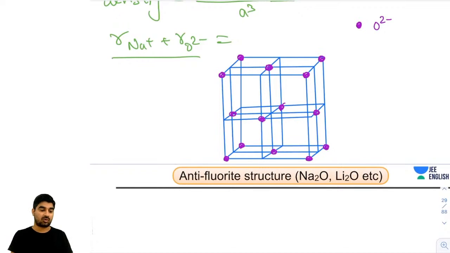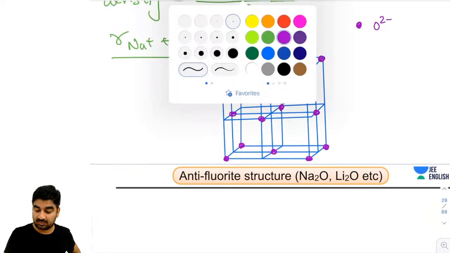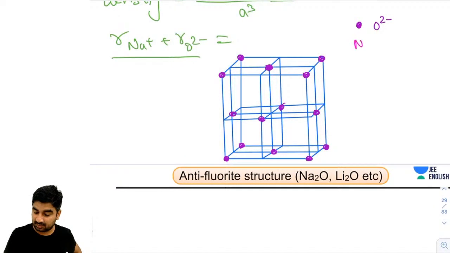Right? All corners and all face centers. So here, when you are making O2 minus, you have this thing. Now where is the Na plus ion? Na plus ion will occupy all tetrahedral voids. So there are 8 tetrahedral voids.